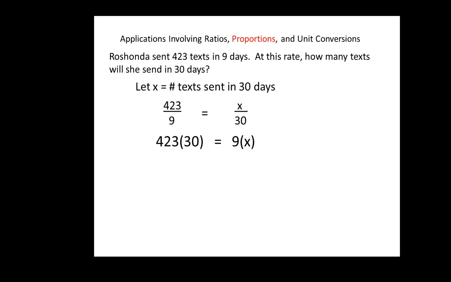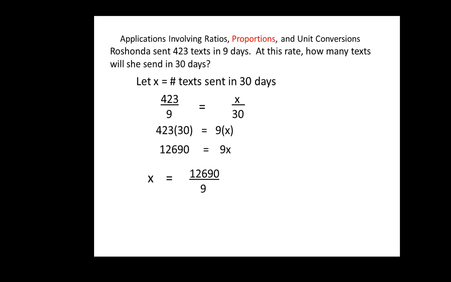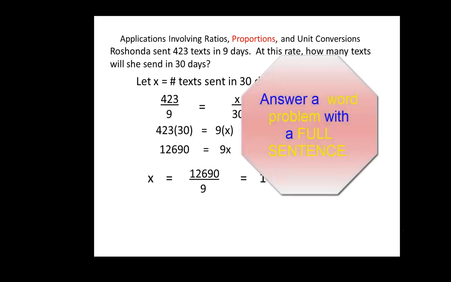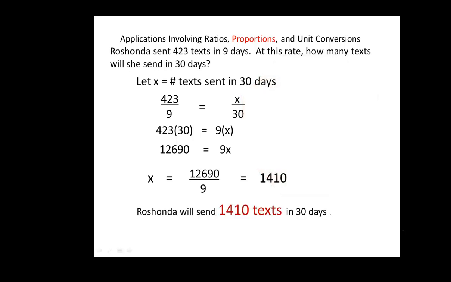As we continue with cross multiplying, of course we need to calculate out the left-hand side. And what's next? We're going to need to divide by 9. So that gives us x equals 12,690 divided by 9, and that comes out to be 1410. Of course, both methods come out with the same answer. In the end, since this is a word problem, we want to answer in a full sentence. And here is our full sentence, and that is the answer to our proportion problem.